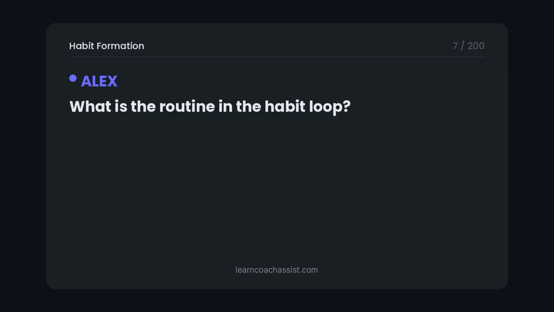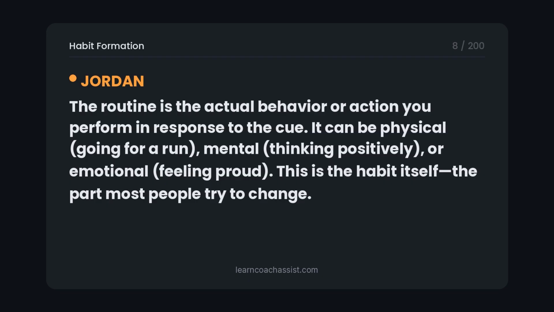What is the routine in the habit loop? The routine is the actual behavior or action you perform in response to the cue. It can be physical, going for a run; mental, thinking positively; or emotional, feeling proud. This is the habit itself, the part most people try to change.